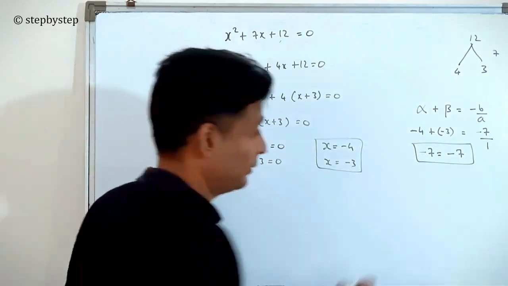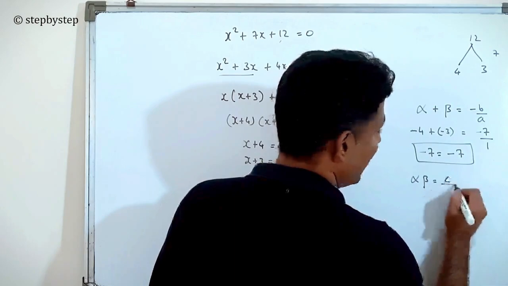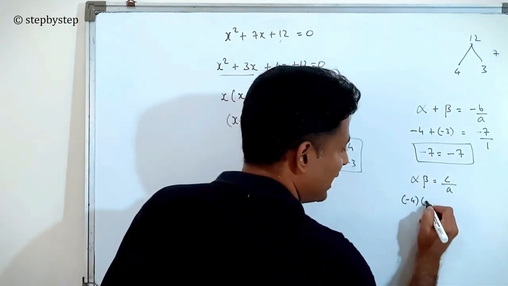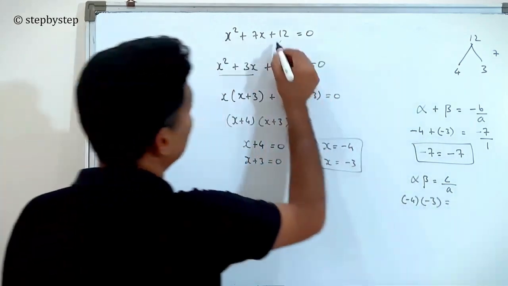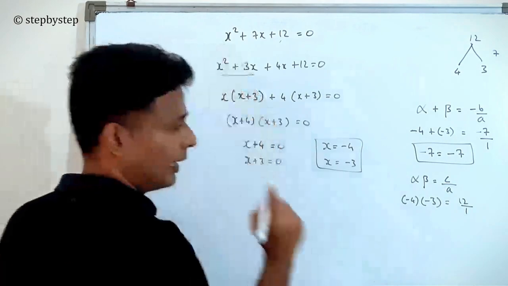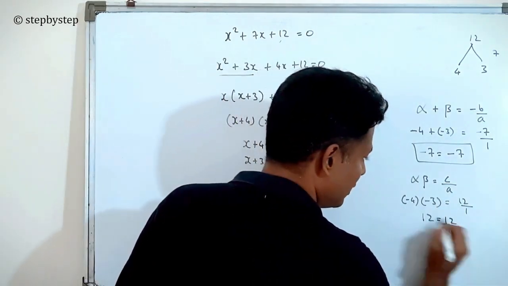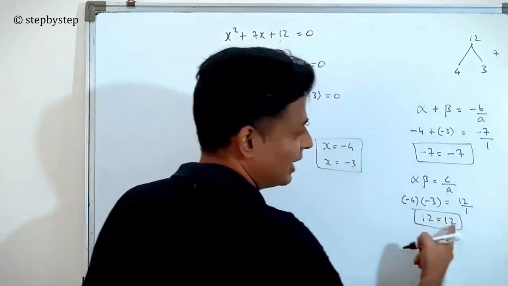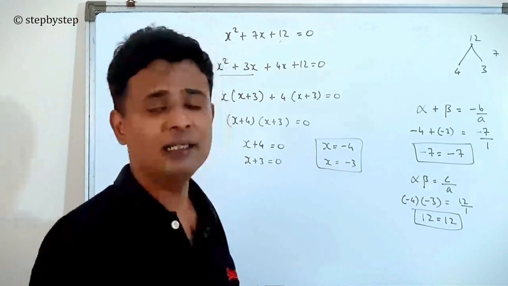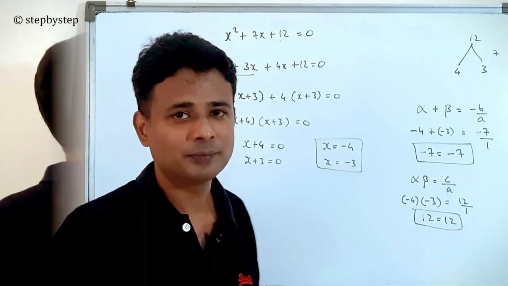What is the second relation? Alpha beta equal to c by a. So alpha is minus 4 into beta is minus 3 equal to c. What is c? 12. By a is 1, right? So minus 4 into minus 3 is 12, and 12 by 1 is 12. Which means left hand side equals right hand side, and we have verified the second relation between zeros and coefficients.